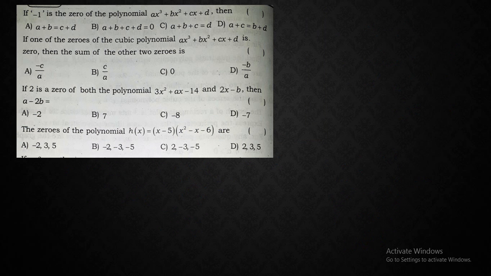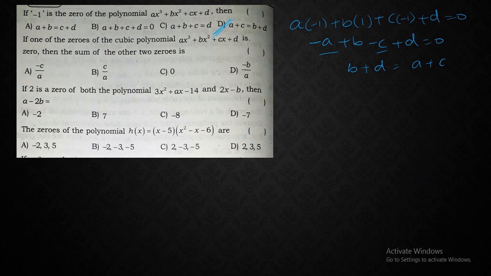Next, moving on to one more question. If minus 1 is a zero of the polynomial, then minus 1 means simply replacing x with minus 1. So what am I going to get? a into minus 1, plus b into, since it is an even power, plus 1, plus c into minus 1 plus d is equal to 0. From this, minus a plus b minus c plus d is equal to 0. Now transposing the negative terms, b plus d is equal to a plus c. So option D is my answer.